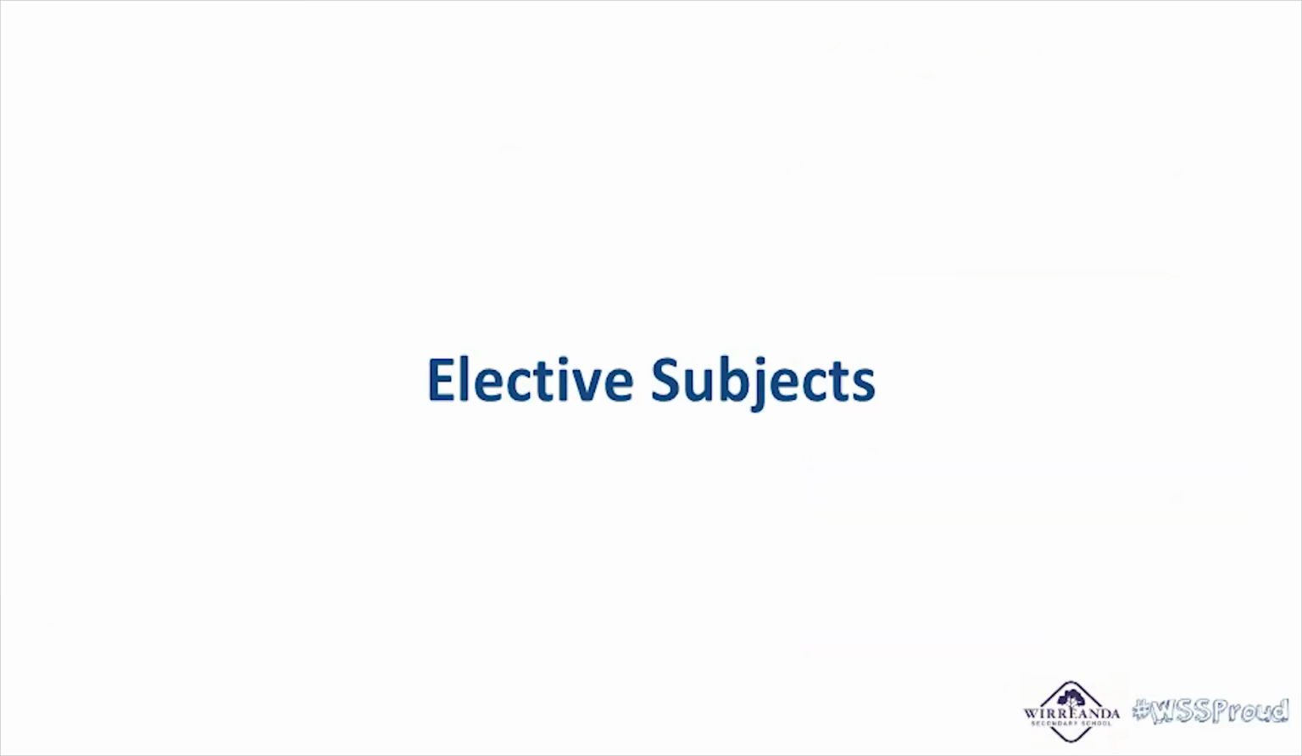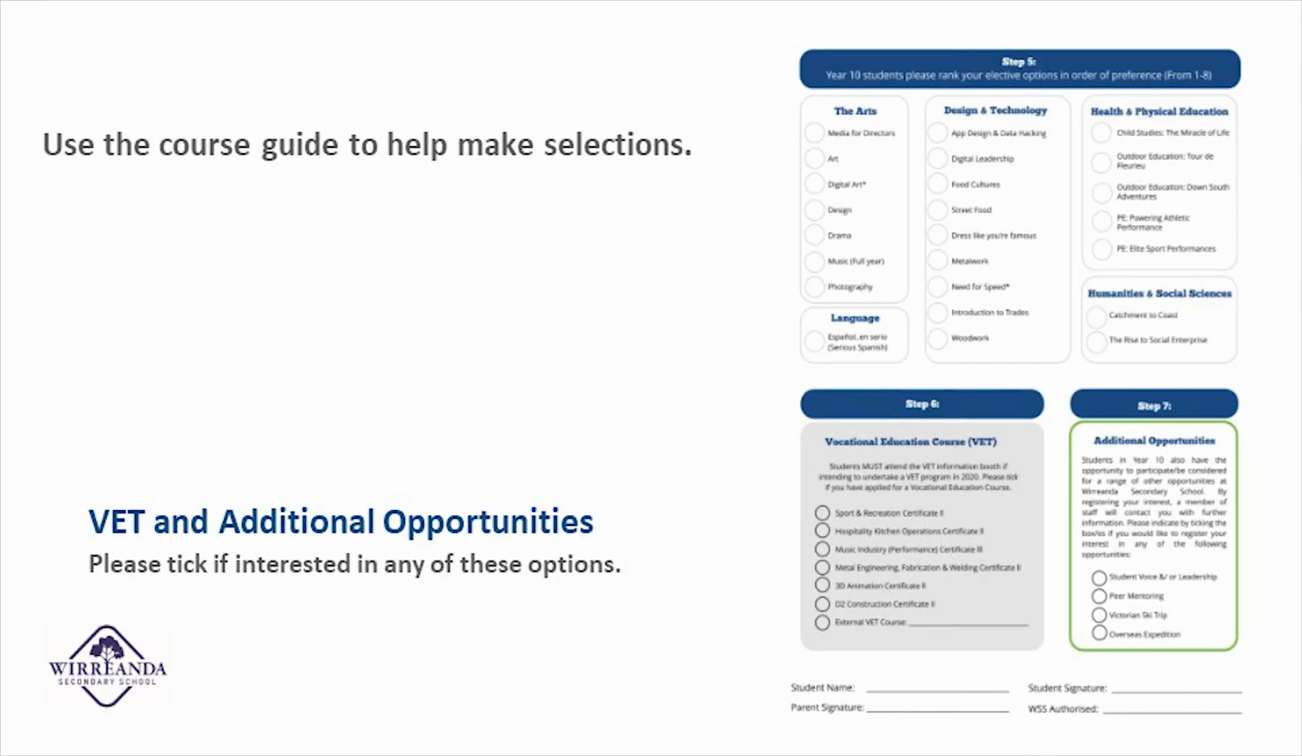On the back page of the course selection handbook is the electives. So although they are in different boxes, this area here should be ranked 1 to 8. Number 1 being the first subject that you would like to do, number 8 being the last subject that you would still like to do, your least favourite or lowest preference.